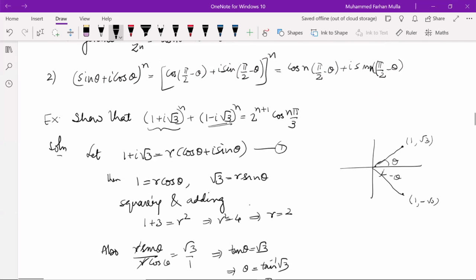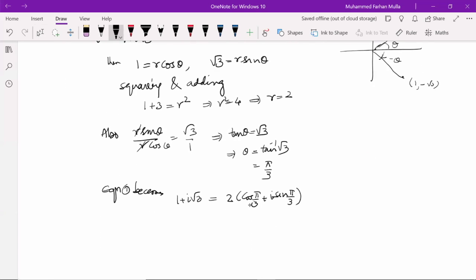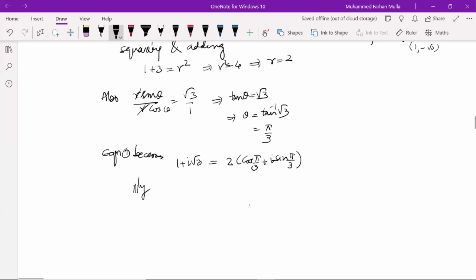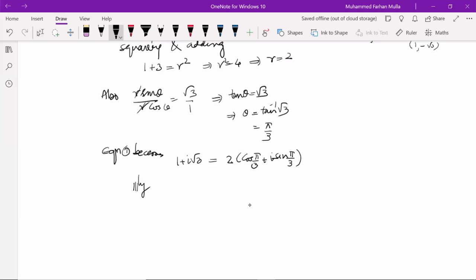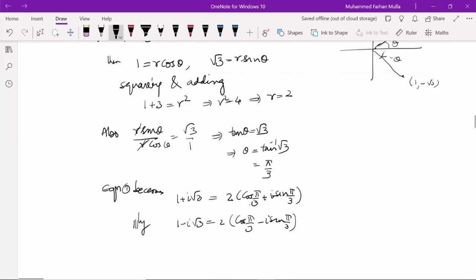But what we want here is 1 plus I root 3 raised to the power n. Secondly, you can also write 1 minus I root 3. This will not change, it will have only a negative sign. Similarly, you need not calculate in the examination. You can simply state that 1 minus I root 3 falls in the fourth quadrant. Therefore, on similar lines, we can write 1 minus I root 3 is equal to 2 (cos pi by 3 minus I sin pi by 3). Now I'm looking for 1 plus I root 3 power n.